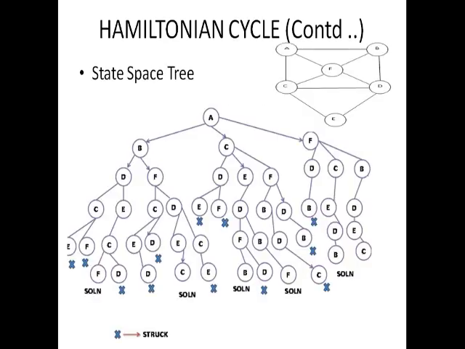Next, procedure for constructing the state space tree. All the directly connected leaf nodes are connected to each other. Here A is connected to B, C and F. Same way the B is directly connected to D and F. A is not considered because A is the source node. The same procedure is followed in constructing this state space tree.